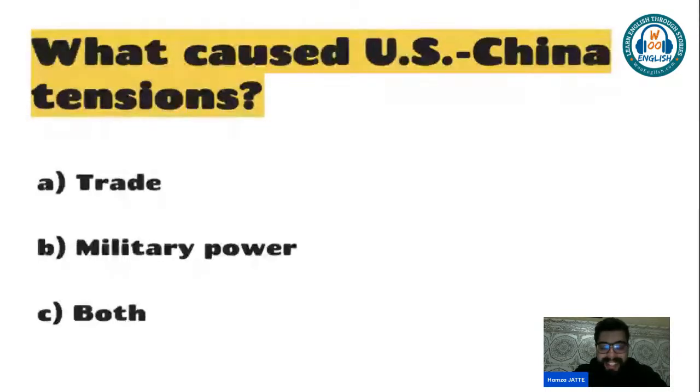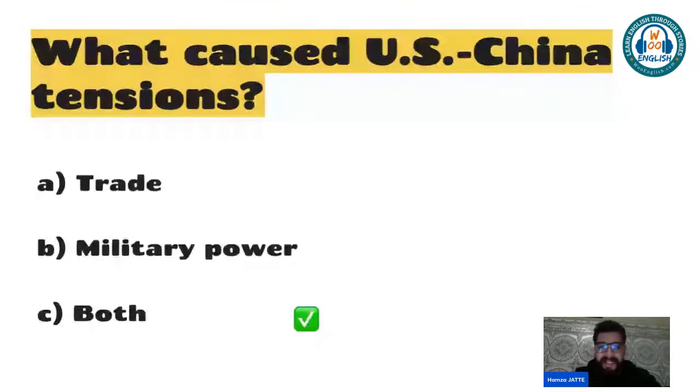So let's see the answer. Yes, it's actually both. It's partly trade, partly also a military power. Because again, the United States is trying to intervene in the Taiwanese conflict, and China does not like that. It's very interesting. And today we are going to do a listening, and you are going to understand the situation so clearly. Perfect, wonderful. So let's see.